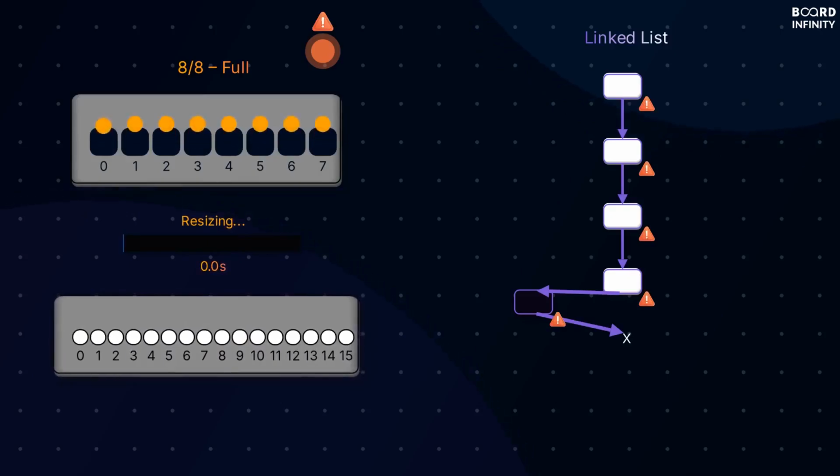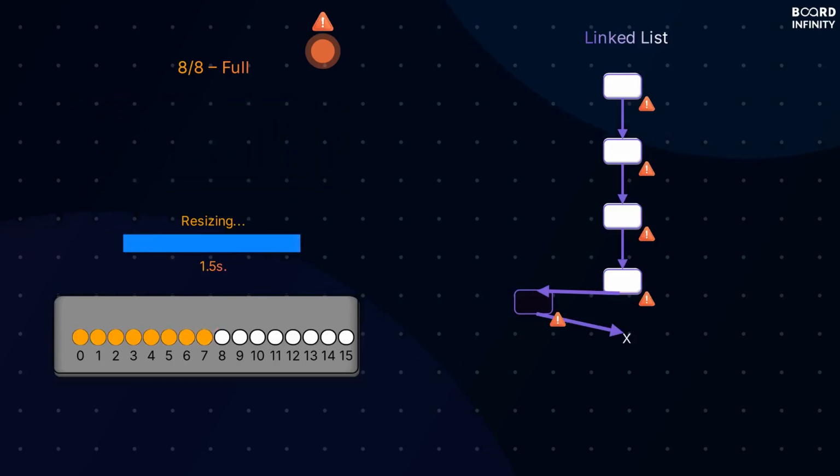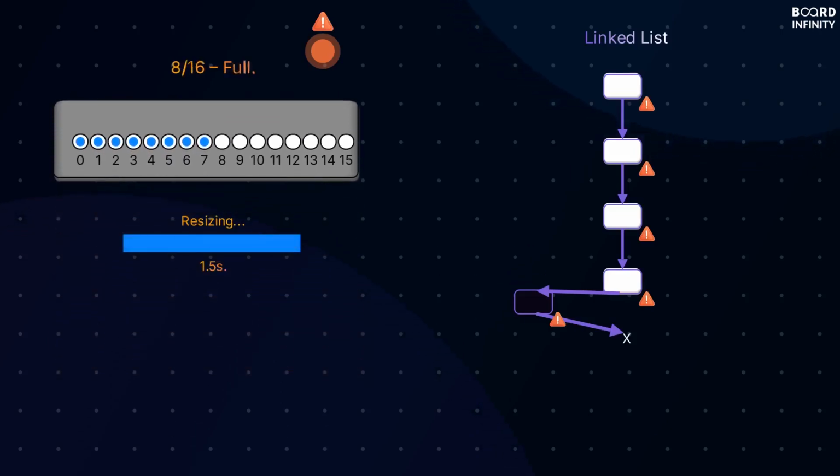Notice that nothing useful is happening during this copy operation. The application is spending time moving data rather than serving users. These pauses are infrequent, but when they occur, they can create noticeable performance spikes. In linked lists, the extra pointer may seem small, but multiplied across millions of elements, the memory overhead becomes significant. Faster insertion isn't free.